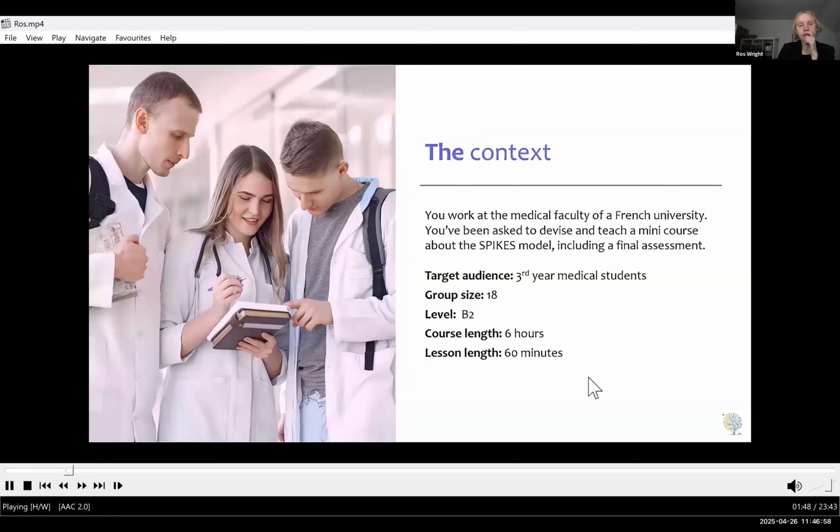So to begin with, I selected my target audience, a group of 18 third-year medical students at a faculty in France with a B2 level of English. The aim would be to devise a mini course about how to use the SPIKES model. The course would be 6 hours in total and taught over a series of 6 lessons.